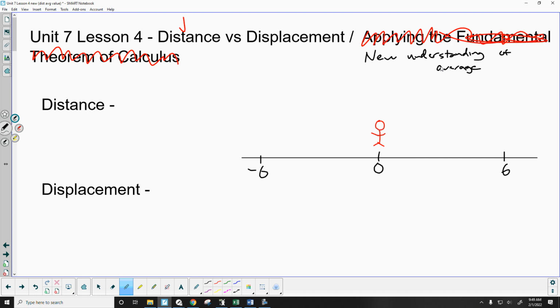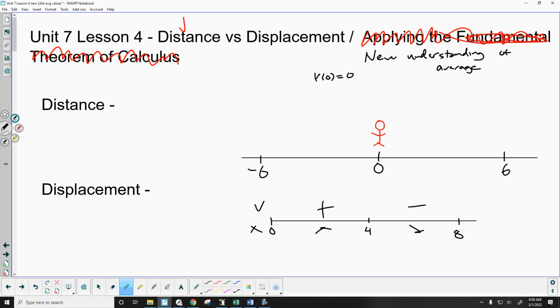Okay, first thing is distance versus displacement. Now, let's say I have a dude who starts at a position of 0 at time 0. So x of 0 is 0. And let's say I know the velocity of the dude is positive for 4 seconds, and then negative for 4 seconds. Whatever, fine. So dude's moving to the right, my position's increasing, my position's decreasing.